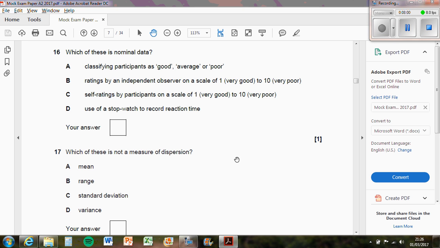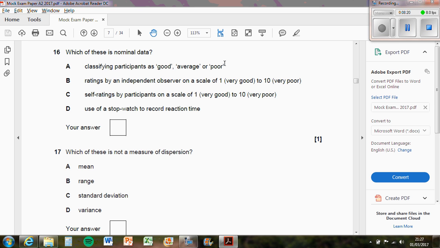Number 16, which of these is nominal data? Now, reaction time is interval because it's got intervals in it. The interval between 1 second and 2 seconds is the same as 2 seconds and 3 seconds. Self ratings 1 to 10 gets you a score, as does this one. So these are more ratio data.